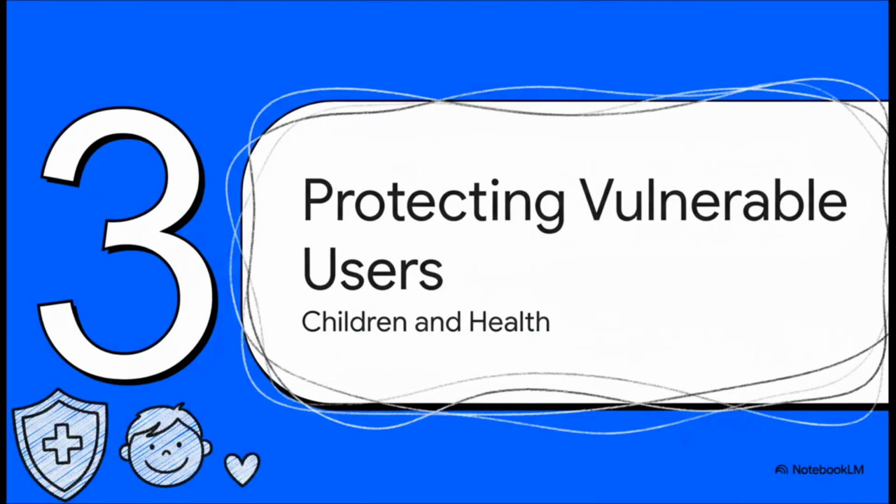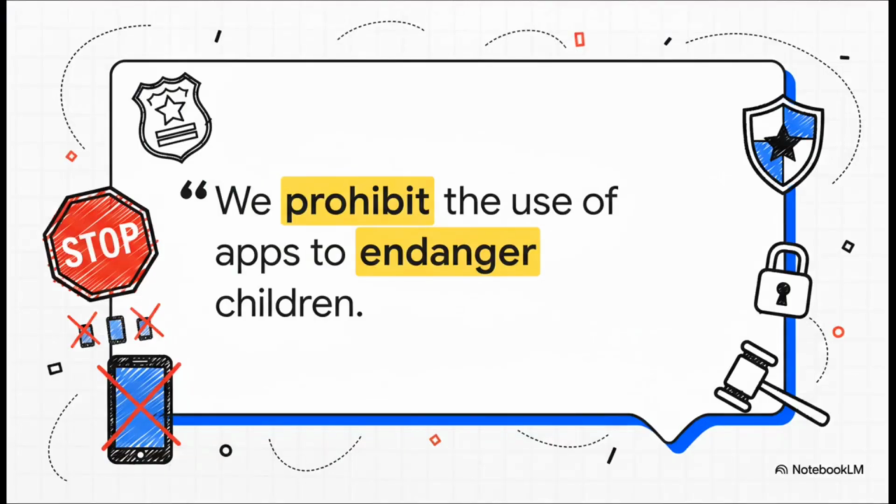This next section is so important. We're talking about Google's intense focus on safety for its most vulnerable users. The policies around children and health are, as you'd expect, some of the most stringent on the entire platform, and for a very good reason. You know, this quote from the policy itself really says everything you need to know. The stance here is absolute zero tolerance. Any app that endangers a child, promotes predatory behavior, or is used for grooming, it's not just getting removed, it's getting reported to law enforcement. There is no gray area here whatsoever.